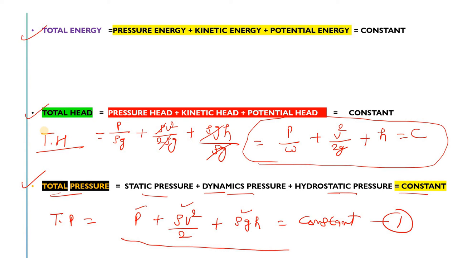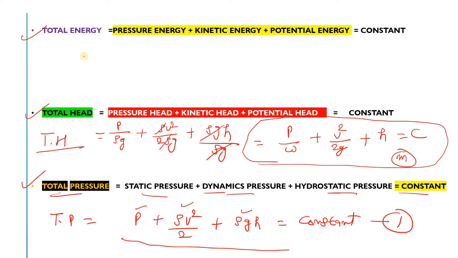Are you getting my point? This is also very, very simple. You can also simply solve this problem: P is the pressure and the unit of the pressure is Newton per meter square, and the unit of the specific weight is Newton per cubic meter. So your unit will be meter, which is the unit of the head. Are you getting my points?